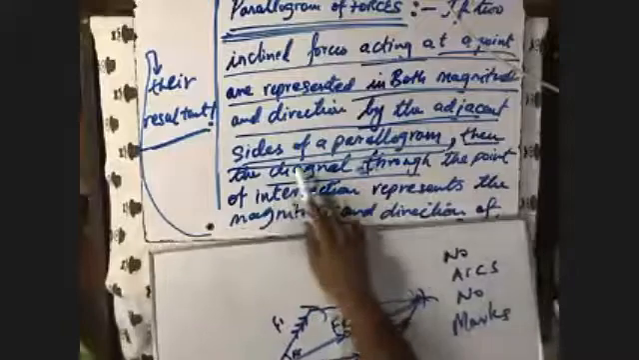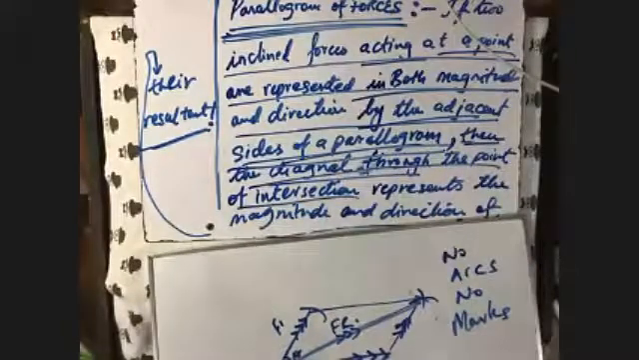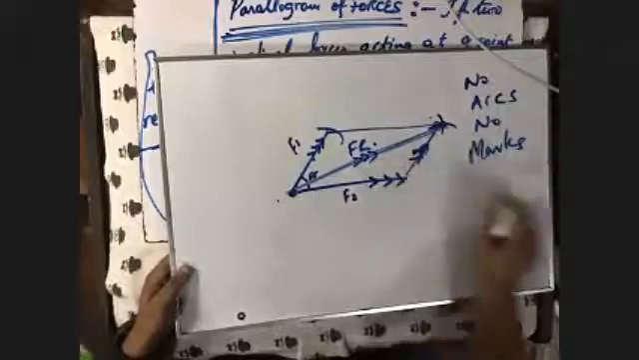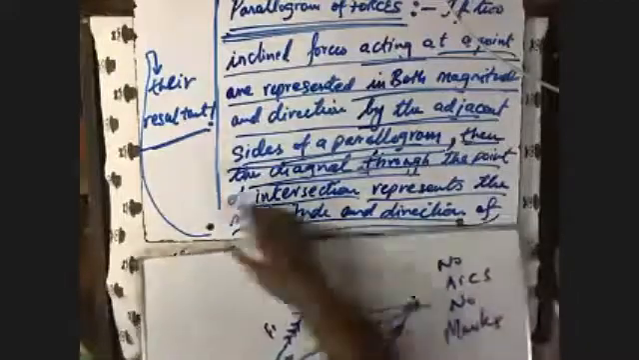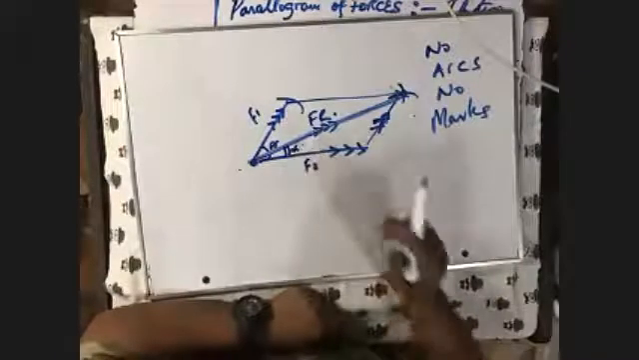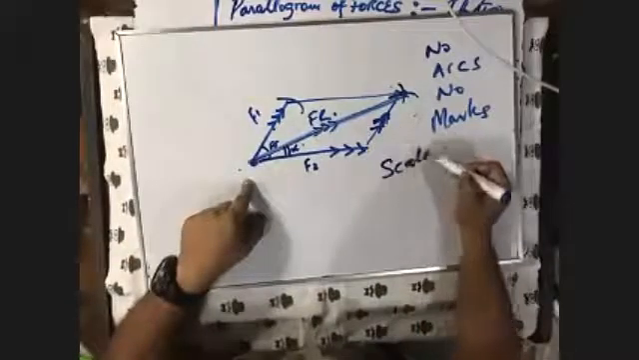Then the parallelogram, then the diagonal through the point of intersection. These are the 2 points of intersection, represents the magnitude and the direction of the resultant. So the magnitude and the direction of the resultant will be known. So you need to do a scale diagram.